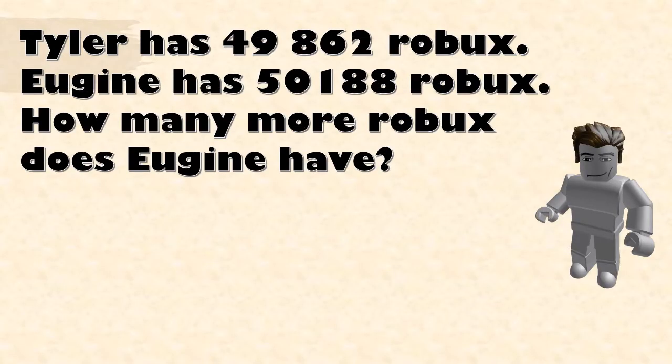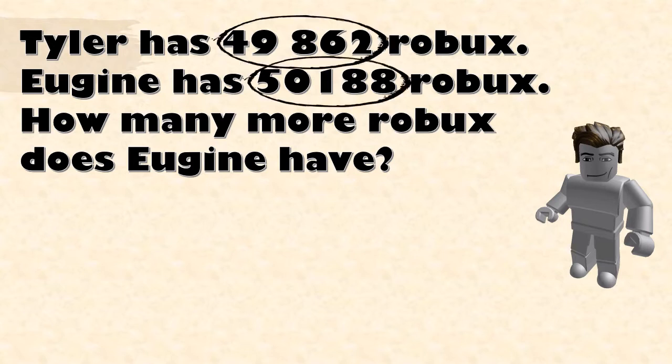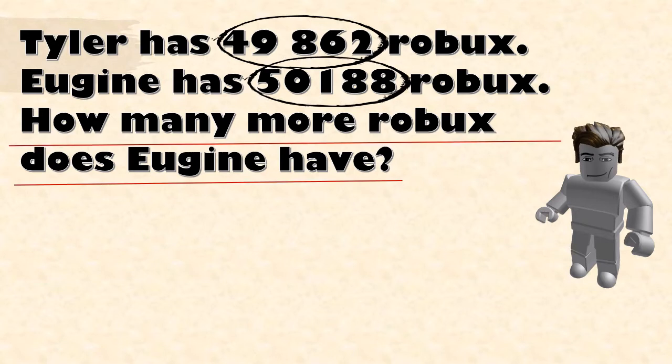Tyler has 49,862 Robux. Eugene has 50,188 Robux. How many more Robux does Eugene have? Let's follow our word problem steps. Circle your numbers. Underline your question. Box your clue word.